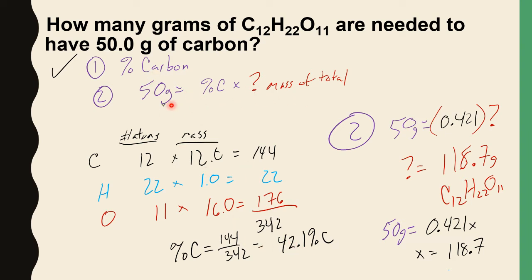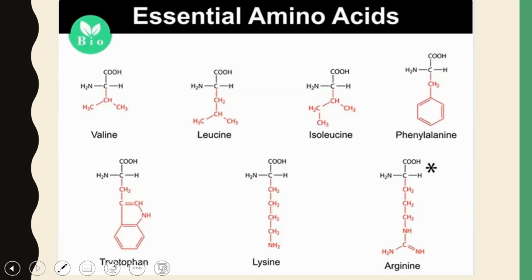Step two is to put it in this equation. 50 grams equals the percent we just found, 0.421, times some mass that we're trying to find. How many grams of that stuff? So we had 50 grams equals 0.421x, divide both sides by 0.421, and you need 118.7 grams of sucrose to have a 50 gram sample of carbon. So if you needed 50 grams of carbon for some reason, you would need 118.7 grams of sucrose and then figure a way to get that carbon out of there, maybe by burning it into carbon dioxide or whatever. But then it's still not carbon, it's carbon dioxide. All right. There you go.